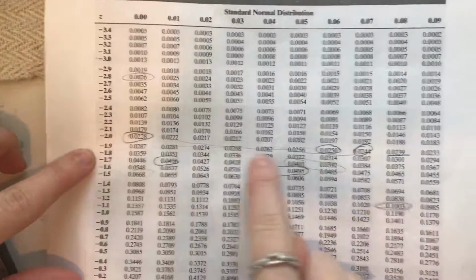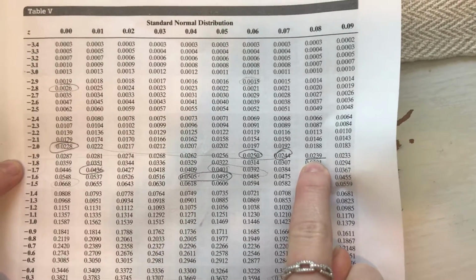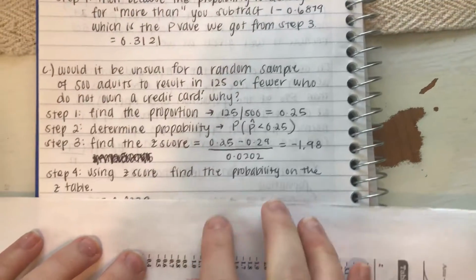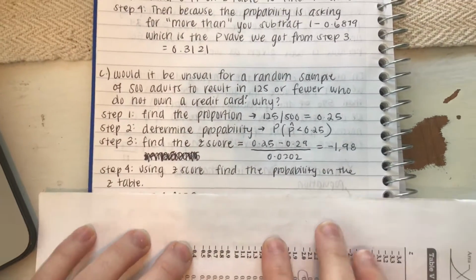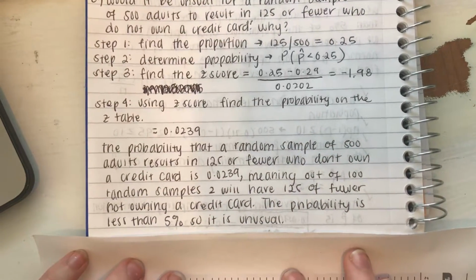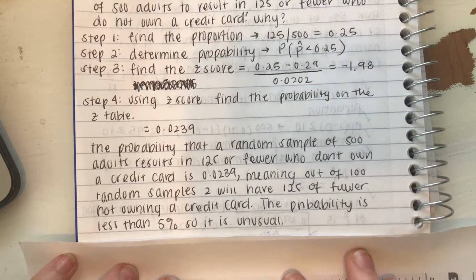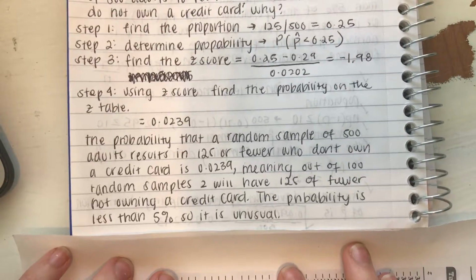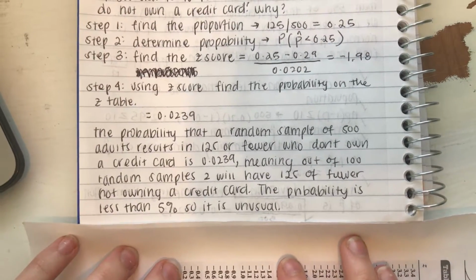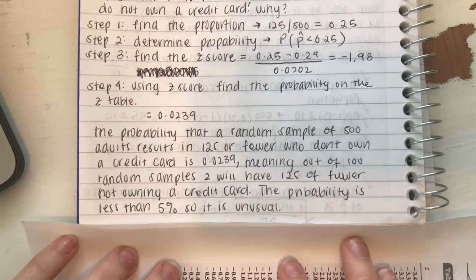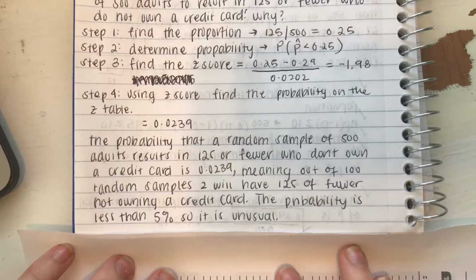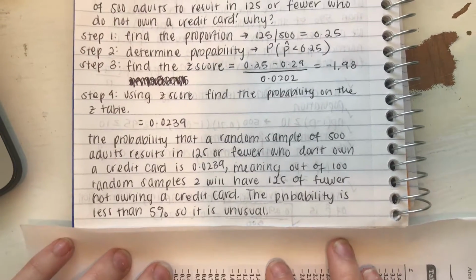Then we use the Z table to find the corresponding p value. You look at negative 1.98, and that is 0.0239. Since the question is asking for fewer, we don't have to do 1 minus. So the probability that a random sample of 500 adults results in 125 or fewer who do not own a credit card is 0.0239, meaning out of 100 random samples, only about 2 will have 125 or fewer not owning a credit card. Since the probability is less than 5%, it means it's unusual.